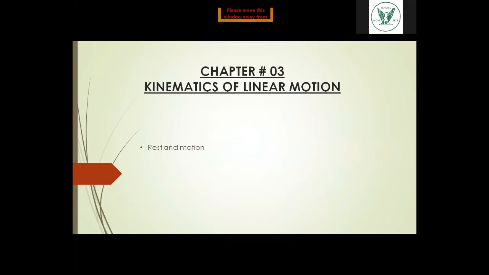Students, today I'm just going to start the next topic of the chapter on kinematics of linear motion. So yesterday we did rest and motion, types of motion, and scalar and vector quantities, and today we are going to start distance and displacement.